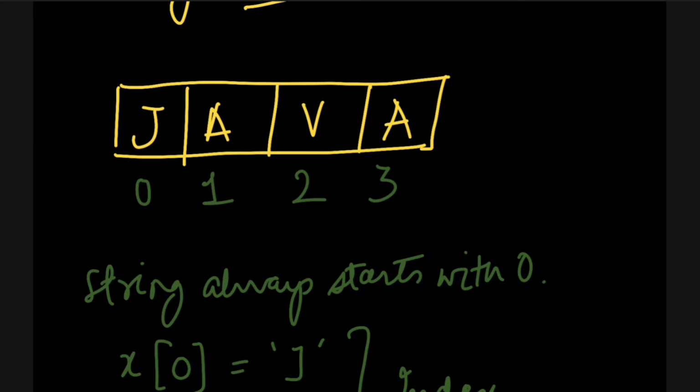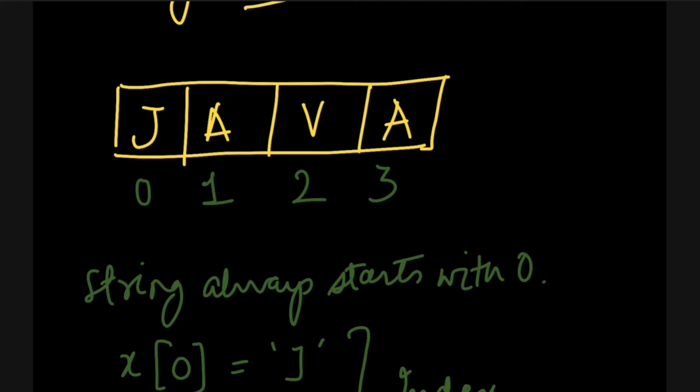Now, how does it actually look? How does the string, how is it organized? So suppose we take a word Java. Now in Java there are 4 alphabets, 4 letters, we know that. So it would be somewhat arranged like this. Like you keep each letter in a box and you name that box, you label that box. Starting from 0, you start labeling it.